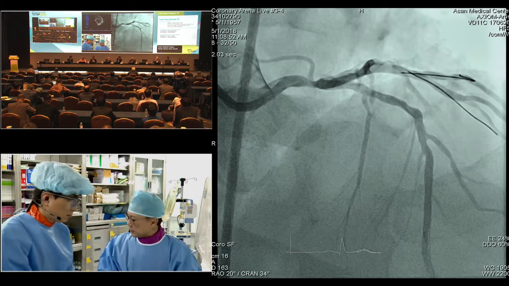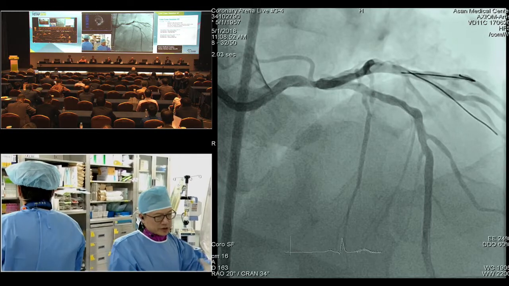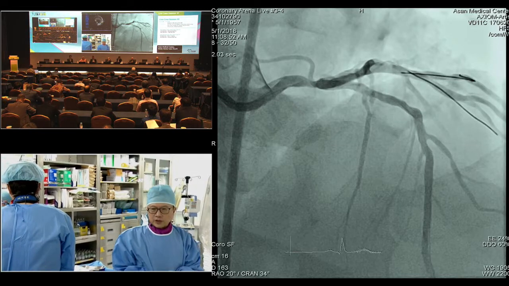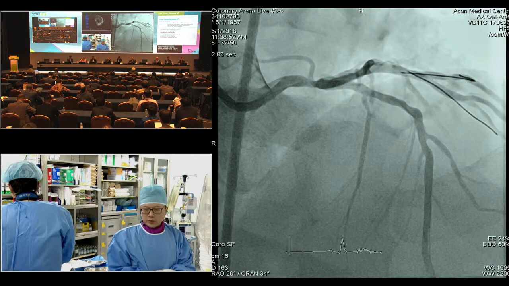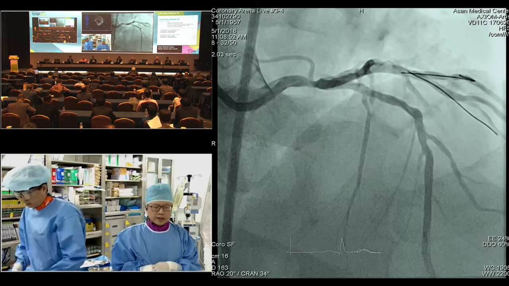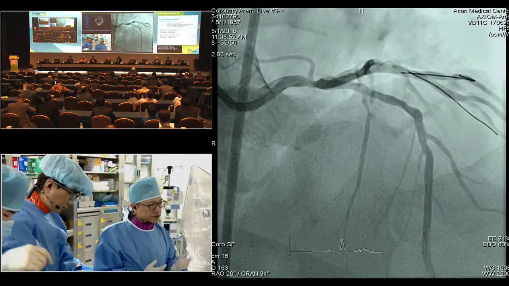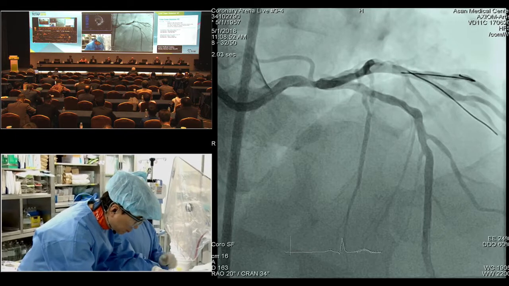So let's open up a 3.5 by 32 Synergy stent. Since we're trying to concentrate on the left main, let's see how the left main circumflex origin reacts to the stenting. And then we do an ultrasound afterwards and take a look at the distal LAD. Did we miss any area? If so, we can put a second stent through the first one after that. Is that okay?